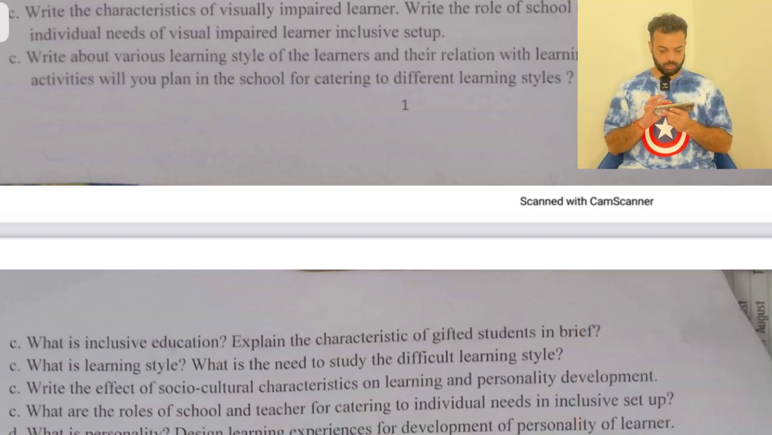The next part is: what is inclusive education? Explain the characteristics of gifted students in brief. Next part is: what is learning style? What is the need to study different learning styles? Next part is: what is the effect.